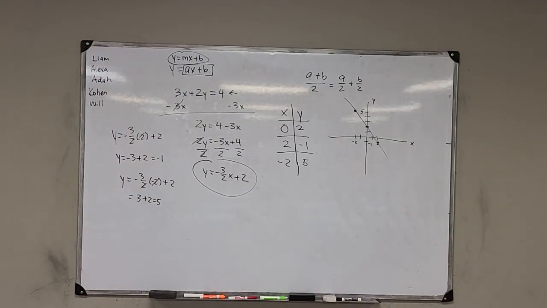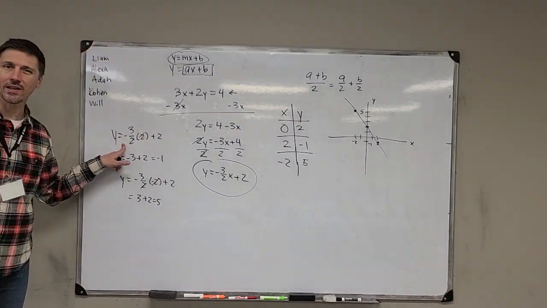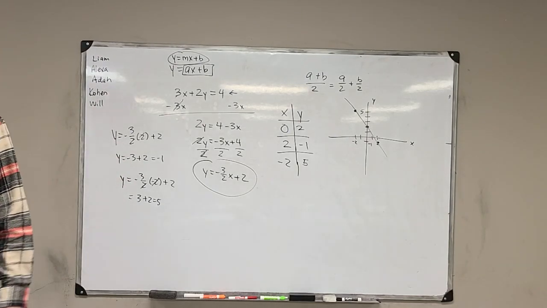So this is the same thing we've done before, it's just that the first thing that we do is we rearrange our equation and solve for y. That's really all we've added to this. Does that make sense? All right?